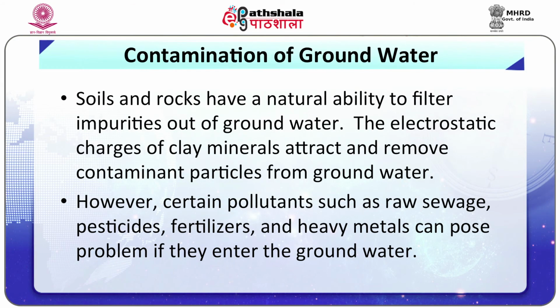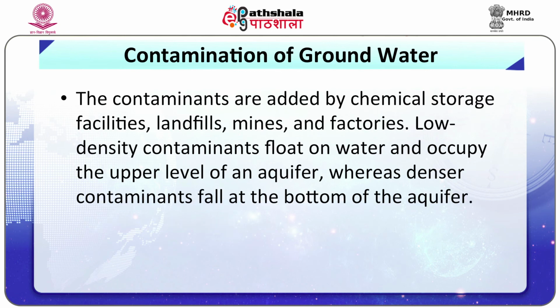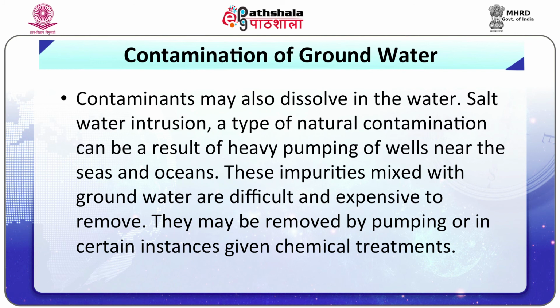Contamination of groundwater. Soils and rocks have a natural ability to filter impurities out of groundwater. The electrostatic charges of clay minerals attract and remove contaminant particles from groundwater. However, certain pollutants such as raw sewage, pesticides, fertilizers, and heavy metals can pose a problem if they enter the groundwater. The contaminants are added by chemical storage facilities, landfills, mines, and factories. Low density contaminants float on water and occupy the upper level of an aquifer, whereas denser contaminants fall to the bottom of the aquifer. Contaminants may also dissolve in the water.